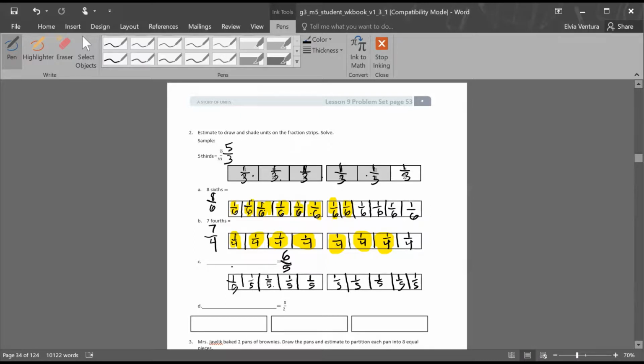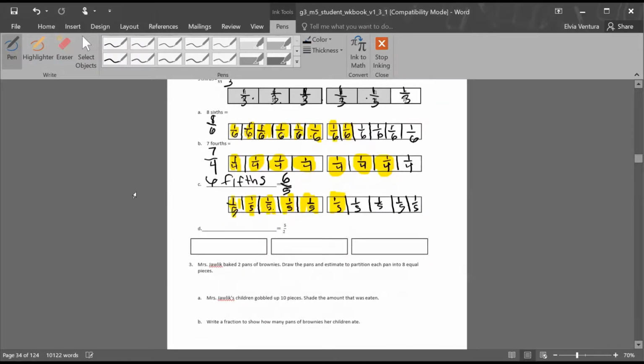like this. So now we have to write 6/5. Okay. And then we still have to shade. So we're going to shade 6/5. So this is 1, 2, 3, 4, 5, and 6. All right. Let's look at the next one.